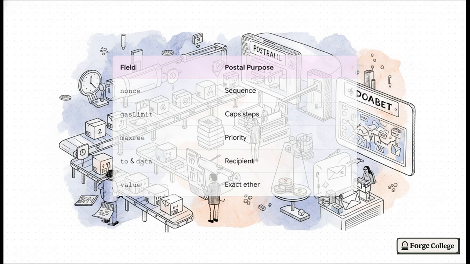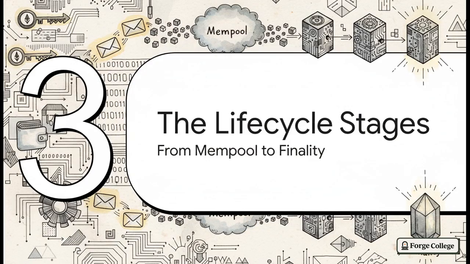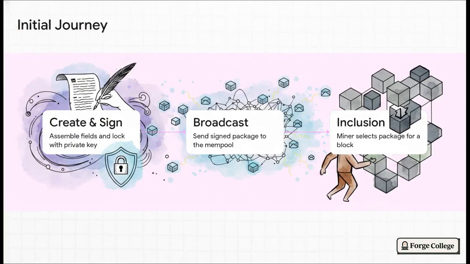The to and data fields are simply the recipient address and the specific instructions for the smart contract. And lastly, value is the exact amount of ether you've shoved into the envelope. Section 3. The lifecycle stages, from mempool to finality. So how does that envelope actually move once it leaves your wallet? Here are the first 3 probabilistic steps.